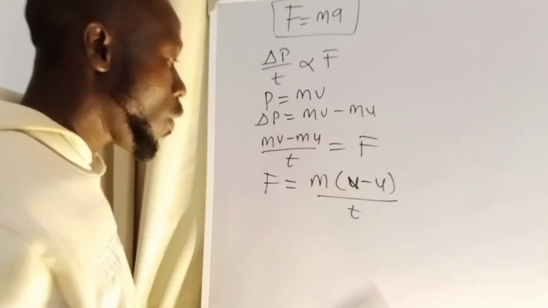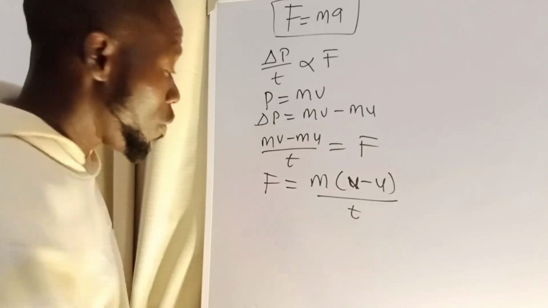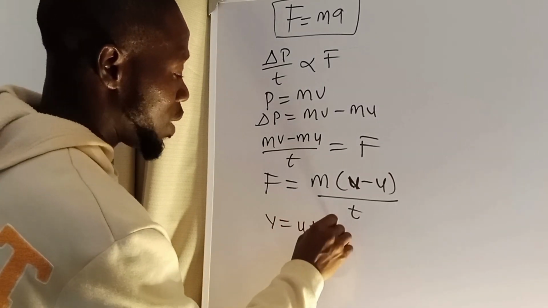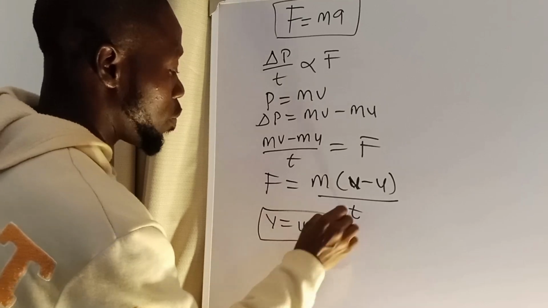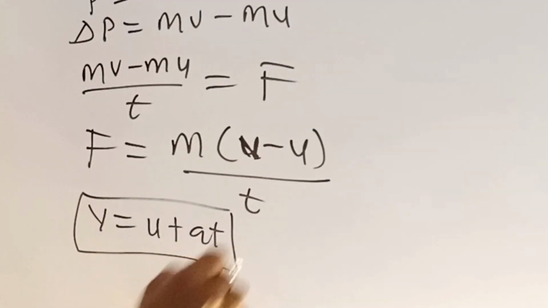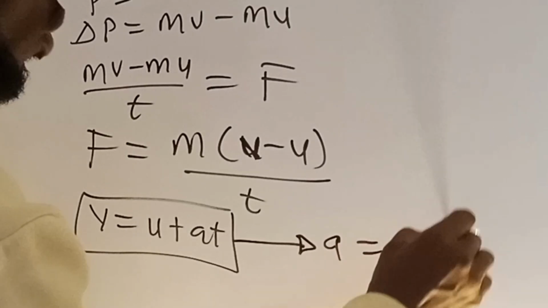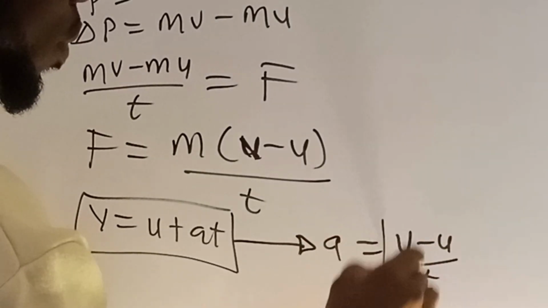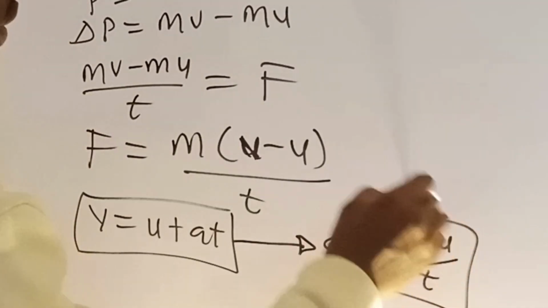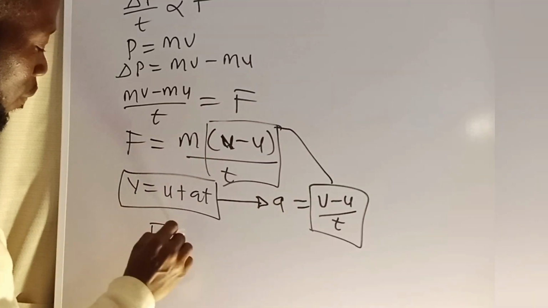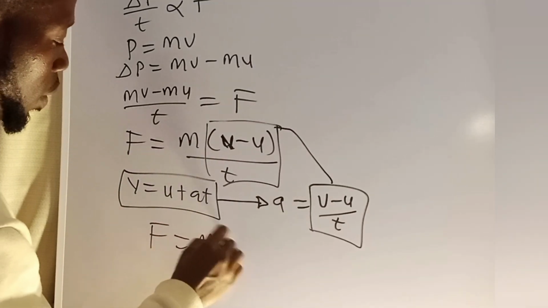Now, from the equations of motion we know that v equals u plus at. This is the first equation of motion, and when you make a the subject of the formula, a equals (v minus u) over t. This is the (v minus u) over t that we have here. You just substitute it and you have F equals ma.